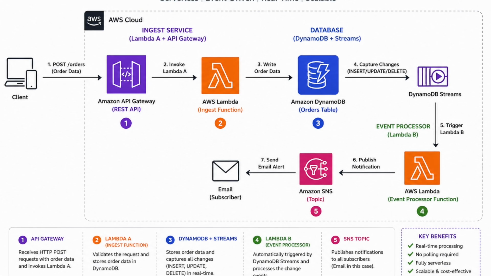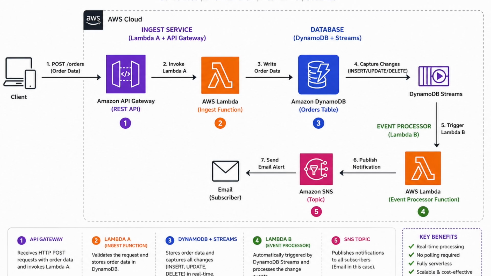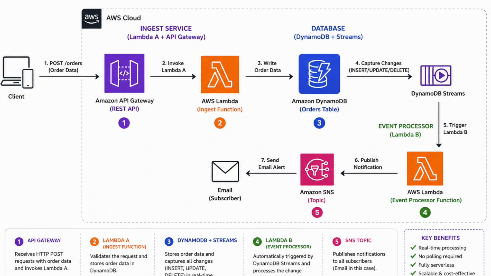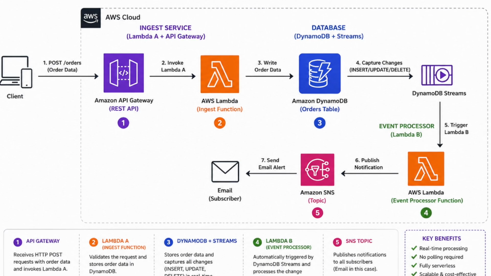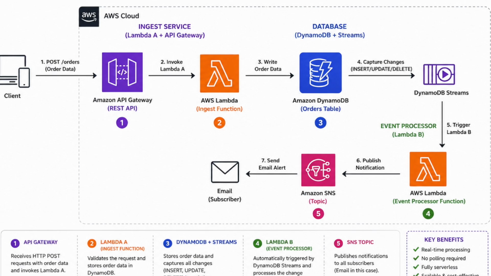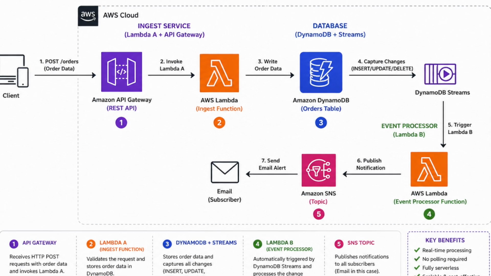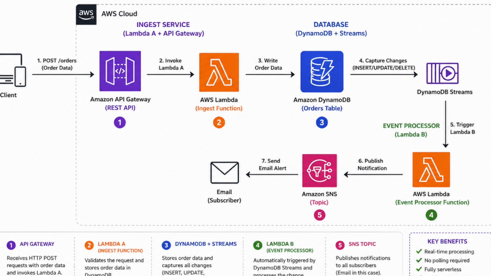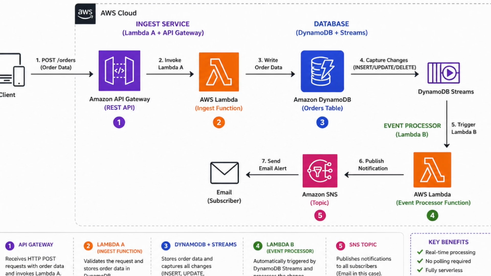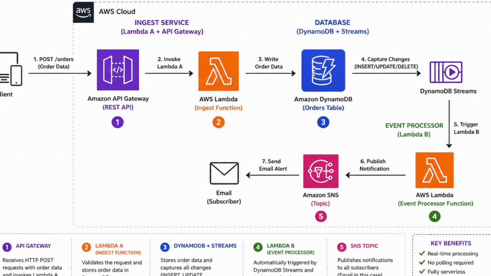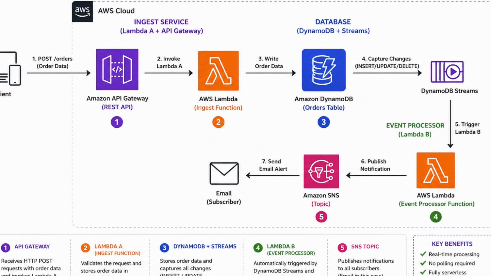In this project, we are going to build out an end-to-end flow. We will set up an Ingest service using API Gateway and a Lambda function to receive the orders. That data gets written straight into DynamoDB. Here is where the magic happens. We will enable DynamoDB Streams to capture every single insert, update and delete in real time.